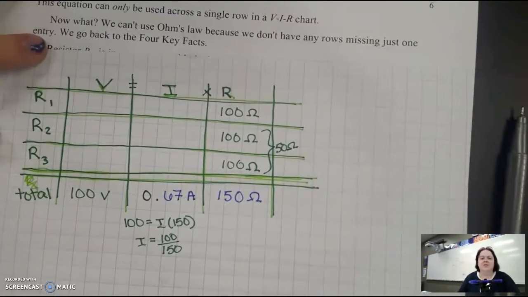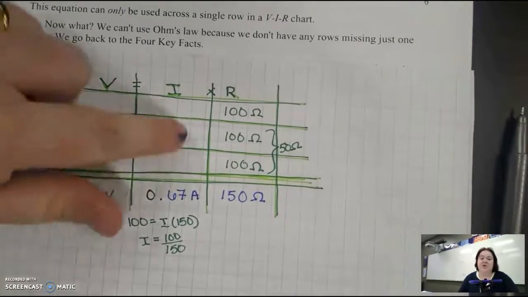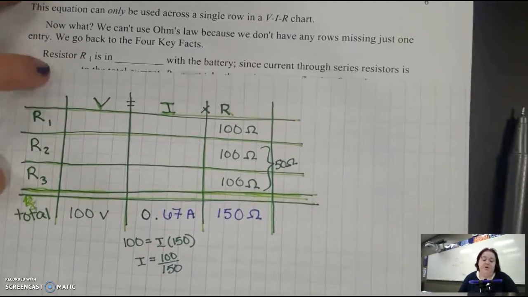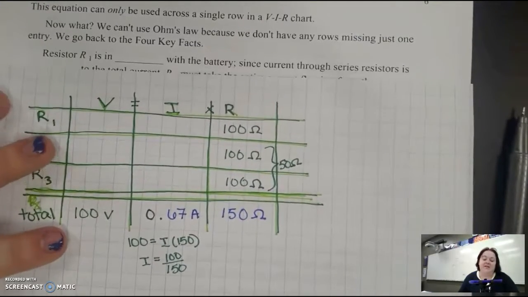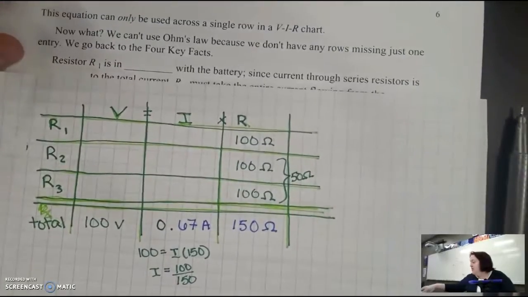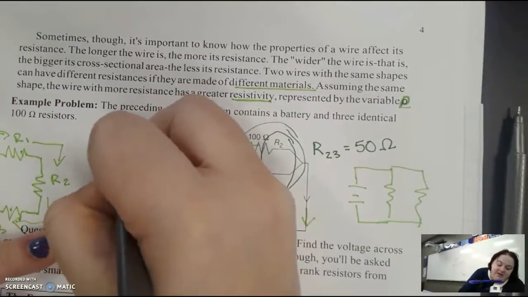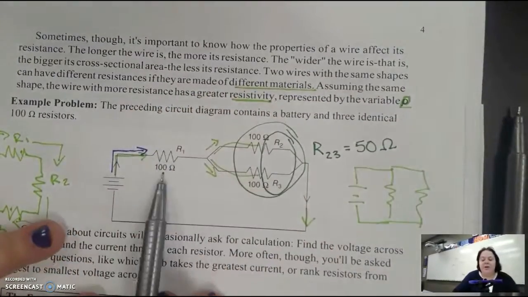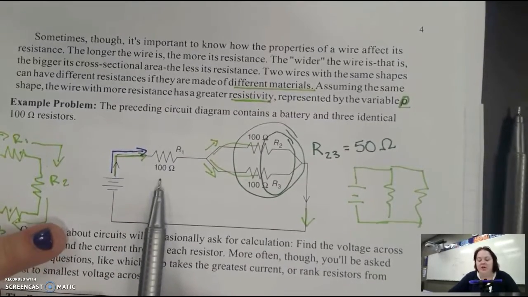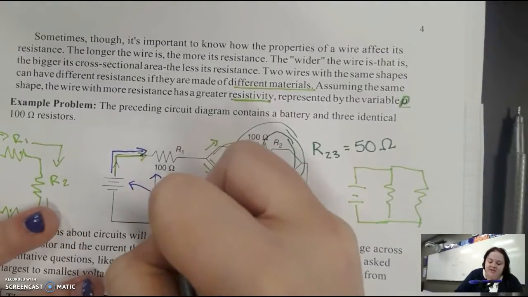All right. Now what? We can't use Ohm's law because we don't have any rows missing just one, because these are all missing two things. However, we can go back to our four key facts. Resistor 1 is in what with the battery? So let's look at our original diagram. Does the voltage from the battery have any choice but to go through R1? No. So these two are in series.